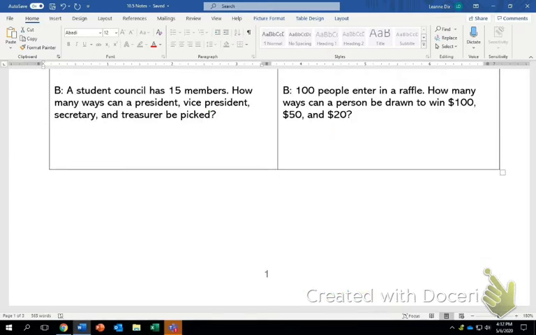All right, the letter B's for example 2.1 and 2.2. The 2.1 says a student council has 15 members.